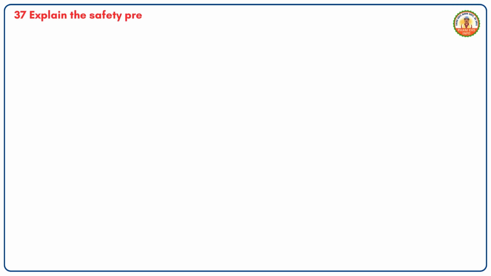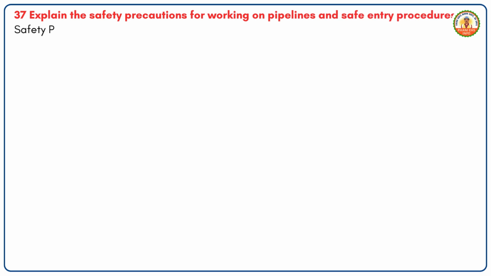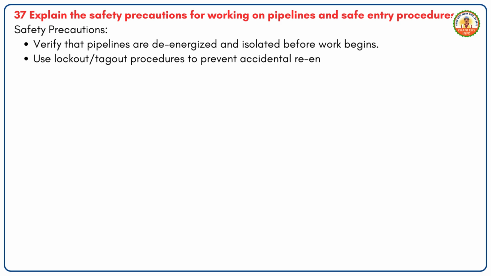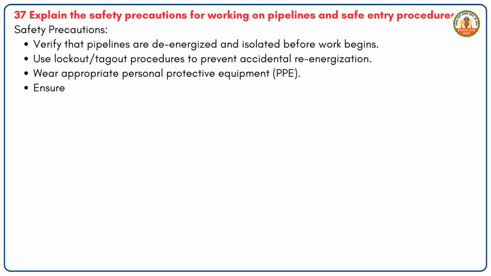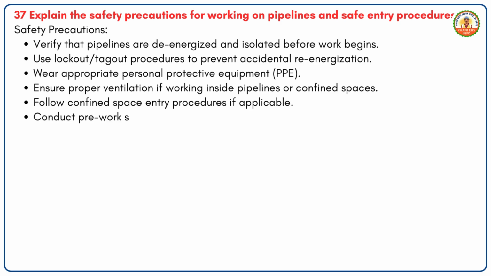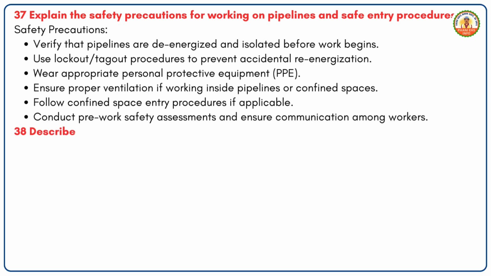37. Explain the safety precautions for working on pipelines and safe entry procedures. Safety precautions. Verify that pipelines are de-energized and isolated before work begins. Use lockout-tagout procedures to prevent accidental re-energization. Wear appropriate personal protective equipment (PPE). Ensure proper ventilation if working inside pipelines or confined spaces. Follow confined space entry procedures if applicable. Conduct pre-work safety assessments and ensure communication among workers.